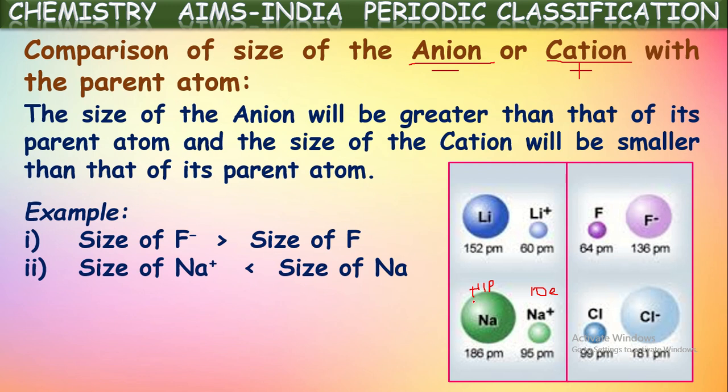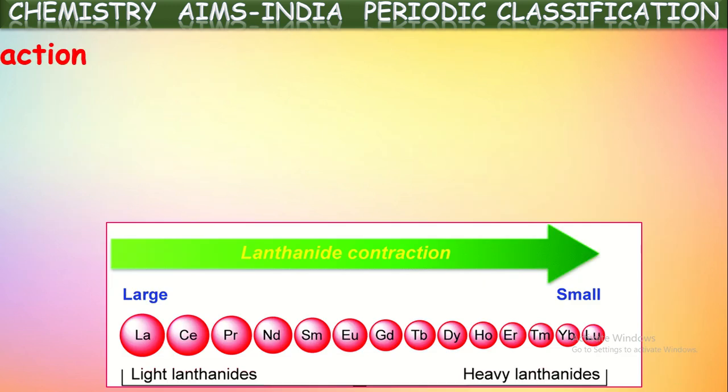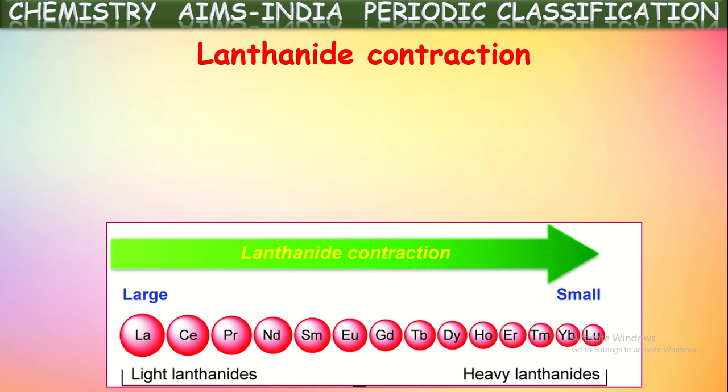Size of anion is greater than that of neutral atom. Okay, it is shown here in case of fluorine. F minus is having greater size than neutral fluorine atom, whereas Na plus, that is sodium ion, is having smaller size than that of neutral sodium atom. Okay, this is about sizes of the anions and cations when compared with the neutral atoms. Anions are having greater size, whereas cations are having smaller size than the neutral atom. Right? Next, let us see lanthanoid contraction.